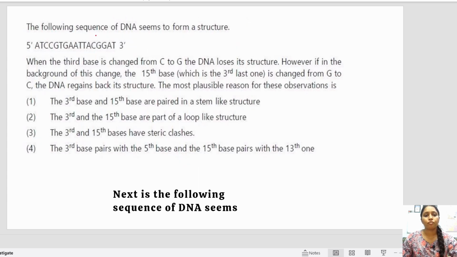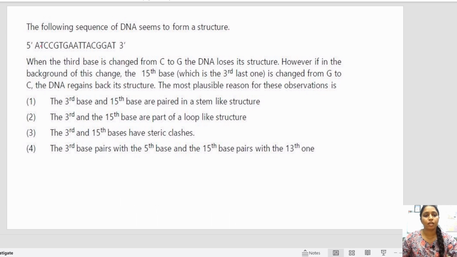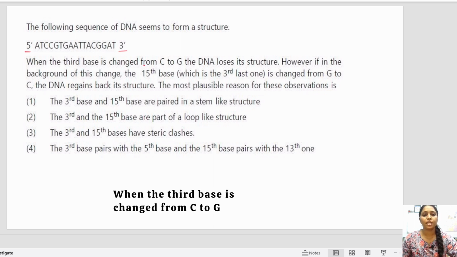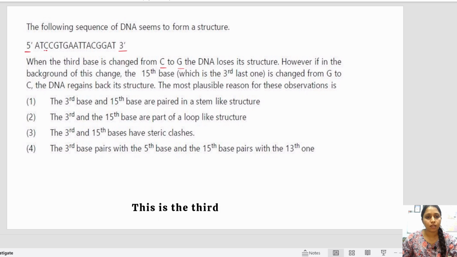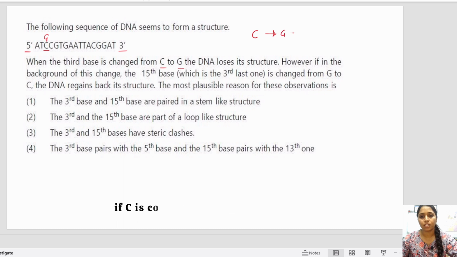Next is, the following sequence of DNA seems to form a structure. Here some sequence is given, 5' to 3'. When the third base is changed from C to G, the DNA loses its structure. This is the third base which is changed into G. And if C is converted into G, its structure is lost.